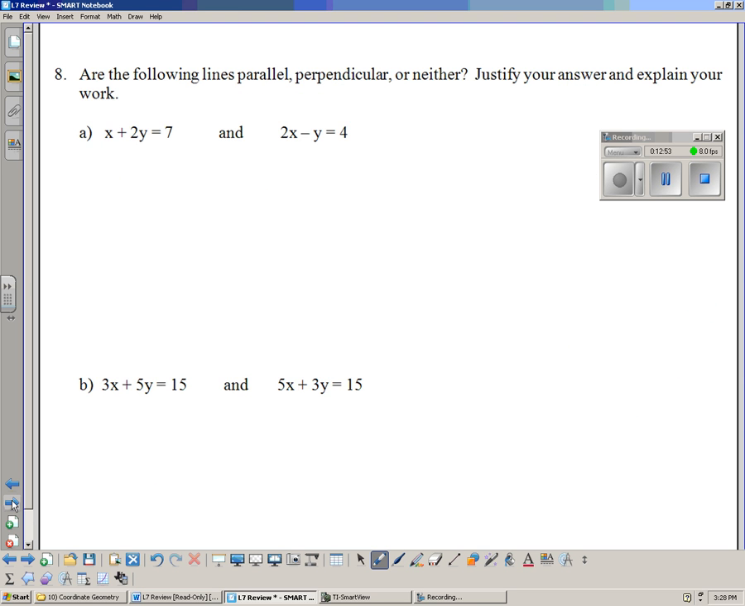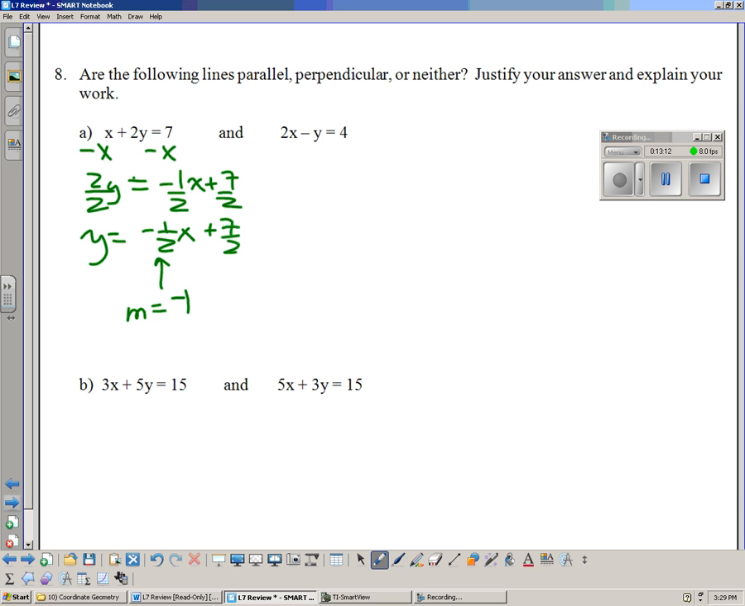All right, next question, number 8. Are the following lines parallel, perpendicular, or neither? Explain your answer. You got to solve them for y, first thing. So we get 2y is -1x. I put the 1 in there. It's going to be much easier if we do that. And divide by 2. And y is -1/2x plus 7/2. And here's my slope. It's -1/2 because I care about comparing the slopes.